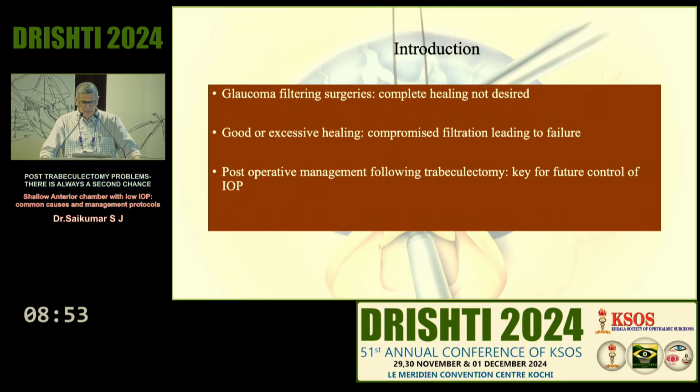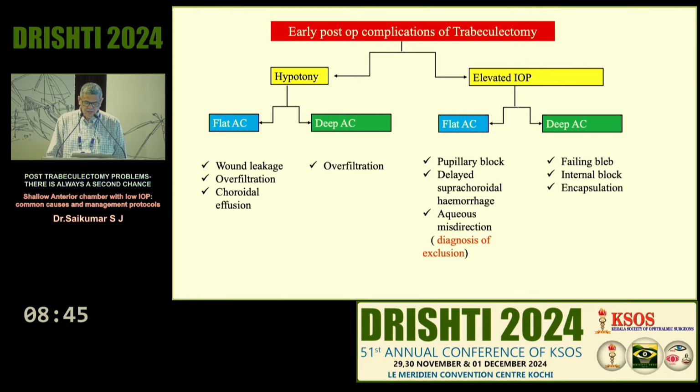So we all know that glaucoma filtering surgery is one surgery where you don't want the wound to completely heal. You want it to heal only partially. And we all know that we have 4 sets of complications that you can have in the postoperative period. 2 are due to flat anterior chamber, 2 are with deep anterior chamber, and of course either you have a low IOP or a high IOP. So these are the 4 sets of complications that one can encounter in the post-operative period in trabeculectomy.